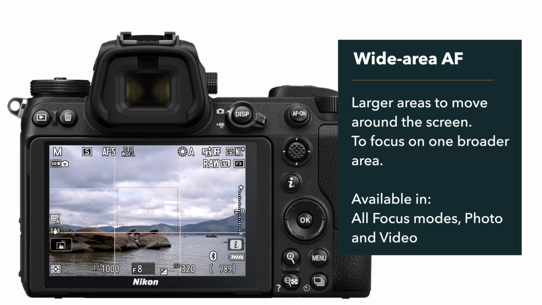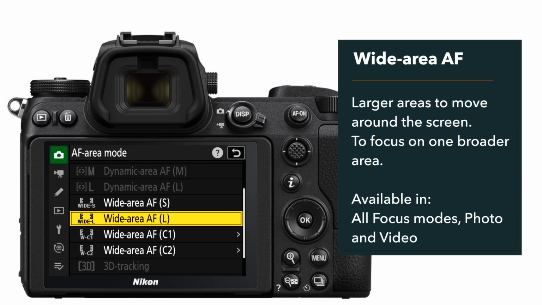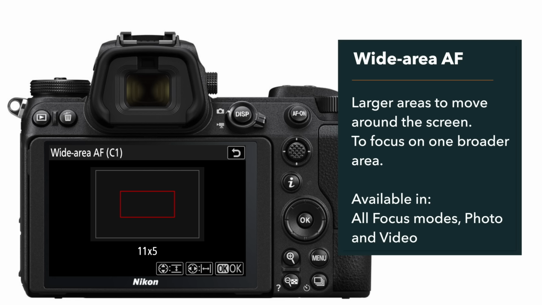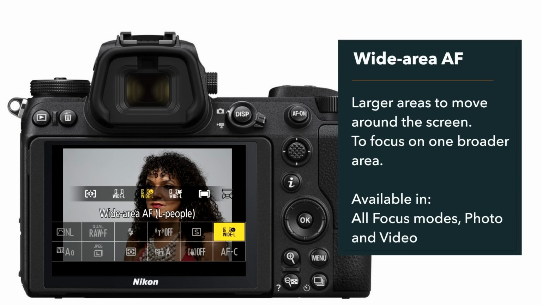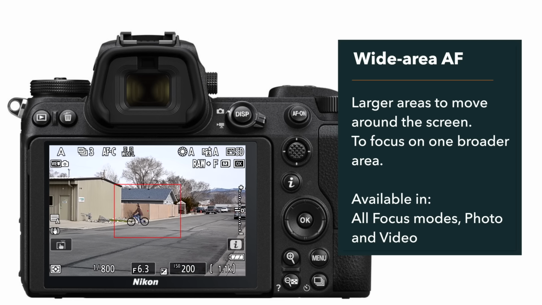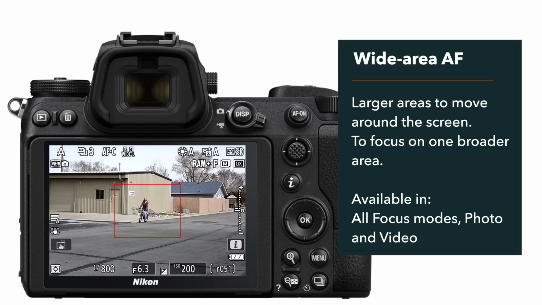Newer cameras give you two custom sizes, C1 and C2, that you can set on the screen. But just looking at this in general, wide area is available in all focus modes except for manual focus. Older cameras also have a people and animal subject detection option. Newer cameras kind of separate that from the AF area modes. But the wide area is good to use when things are slightly more chaotic.